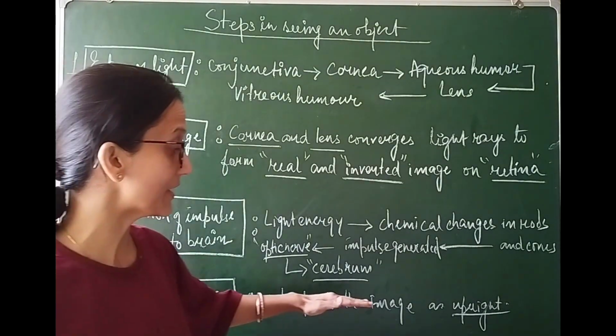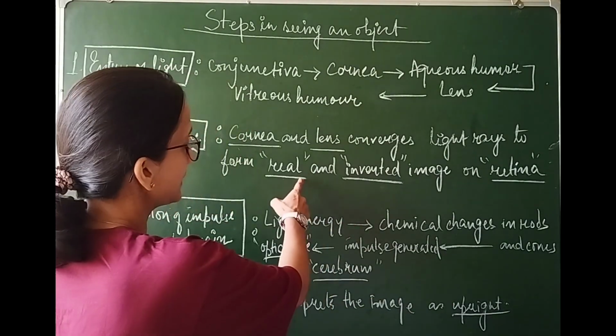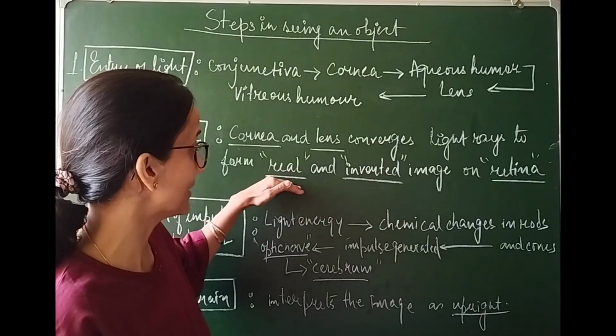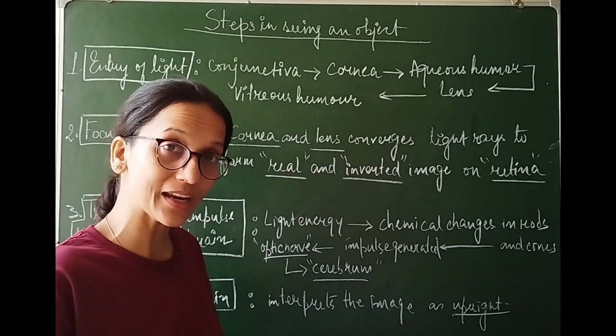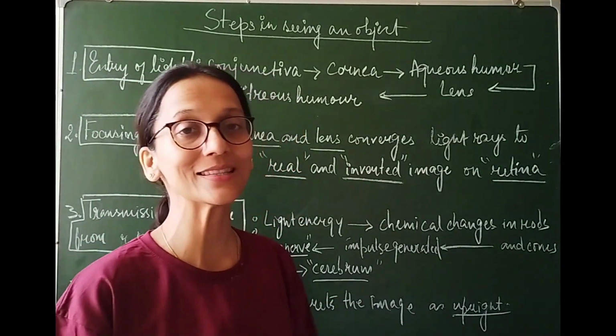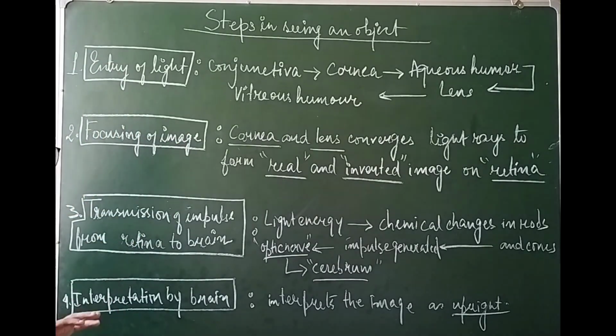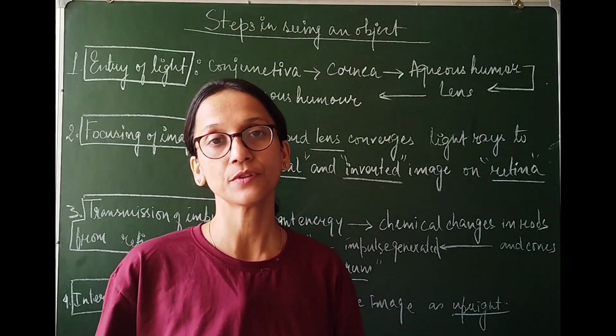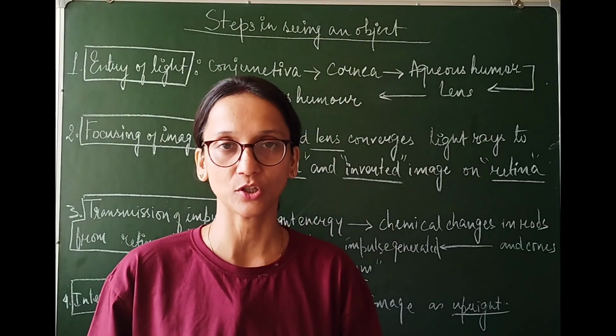The brain interprets the image as upright. The image that was formed on the retina was real and inverted, but the brain perceives that inverted image as upright. So these were the different steps that together help you to see things. Now let's quickly understand the difference between accommodation and adaptation of the eyes.